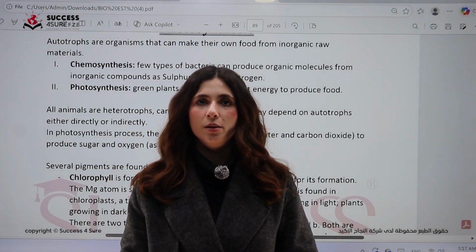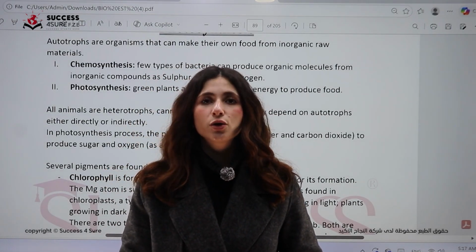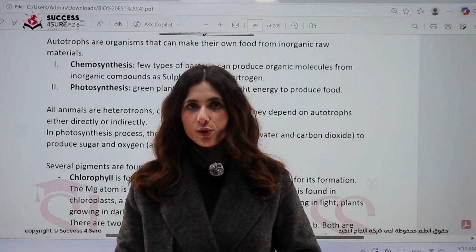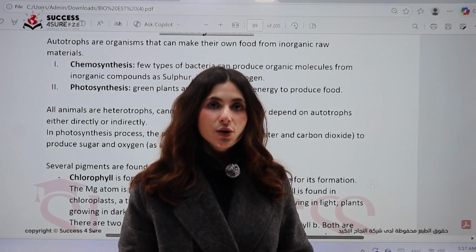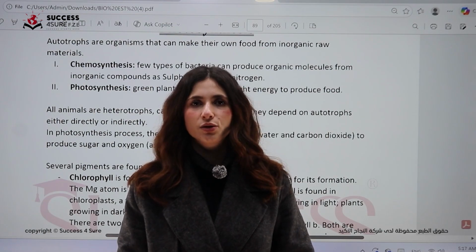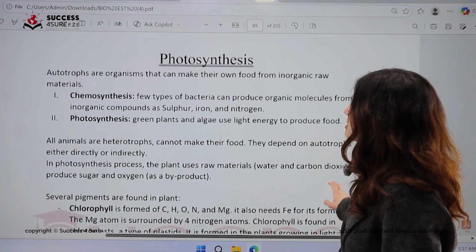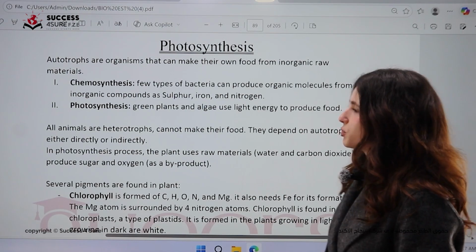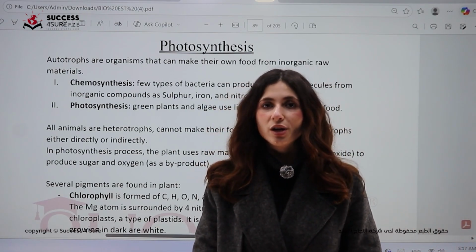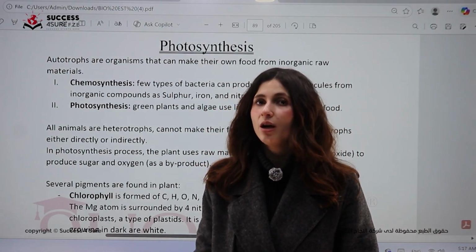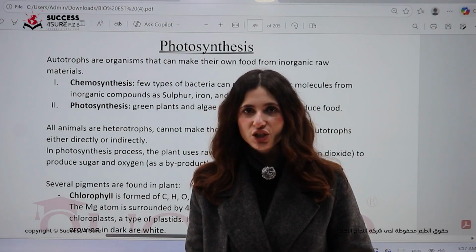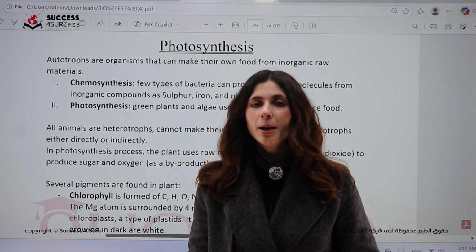We call these autotrophs, which means that they produce their own food by taking inorganic compounds and turning them into organic compounds. So photosynthesis is used by autotrophs, and as we mentioned, autotrophs are the organisms that produce their own food, for example, plants or algae or some types of planktons.